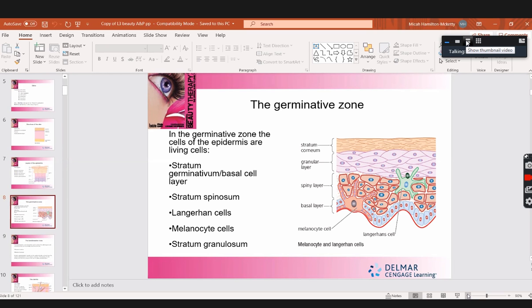Okay, so you can see that's quite big, and they're like little octopuses. The Langerhans cells are cells that also protect us.